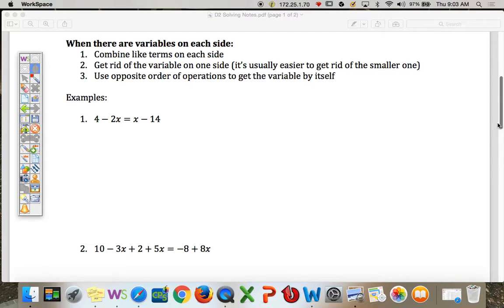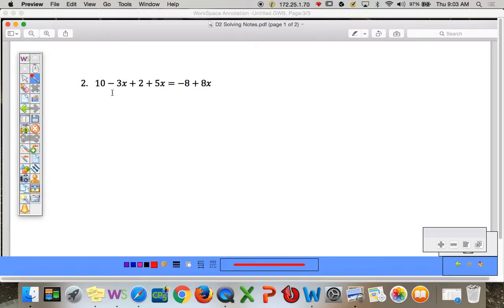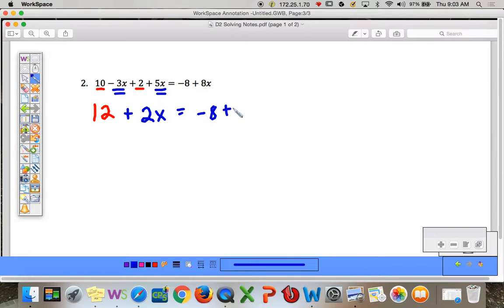All right, let's try another one. This one, again, there's a variable on each side, but we can combine like terms first. So let's do that. Let's combine our 10 and our 2. We get 12. And we are going to combine our x's. We have negative 3x plus 5x, which is like 5 minus 3. That would give us positive 2x, and this equals negative 8 plus 8x.